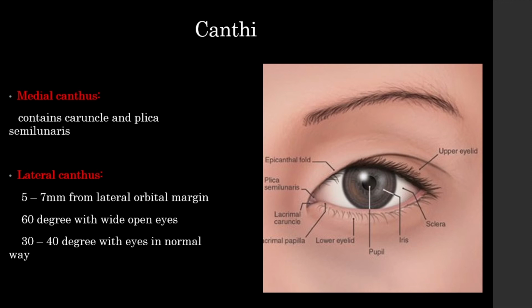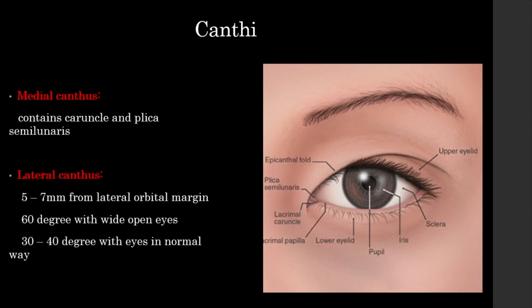Now, tell me about the medial canthus. How many limbs does the medial canthal tendon have? 3. Excellent. What are the limbs? Anterior, posterior, superior. Okay. And what is the importance of the anterior limb? Applied anatomy. Why is the anterior limb important?